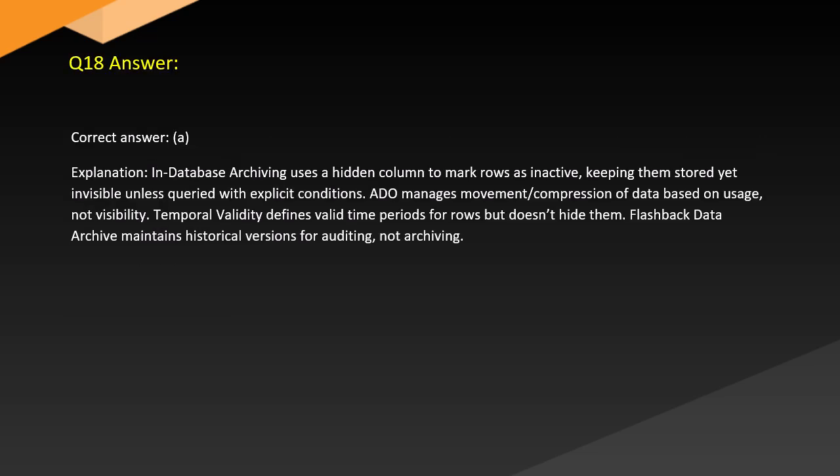Answer. Correct answer: A. Explanation. In-Database Archiving uses a hidden column to mark rows as inactive, keeping them stored yet invisible unless queried with explicit conditions. ADO manages movement and compression of data based on usage, not visibility. Temporal validity defines valid time periods for rows, but doesn't hide them. Flashback Data Archive maintains historical versions for auditing, not archiving.